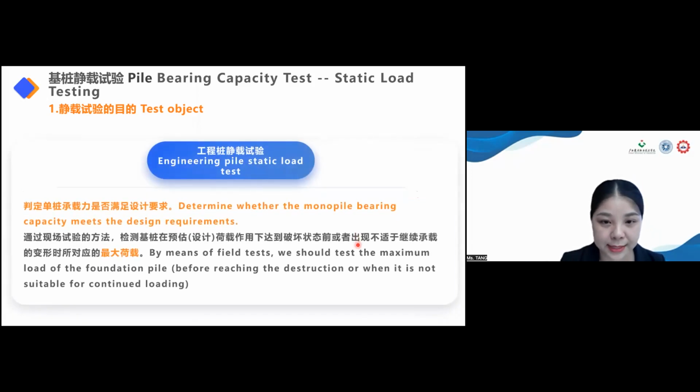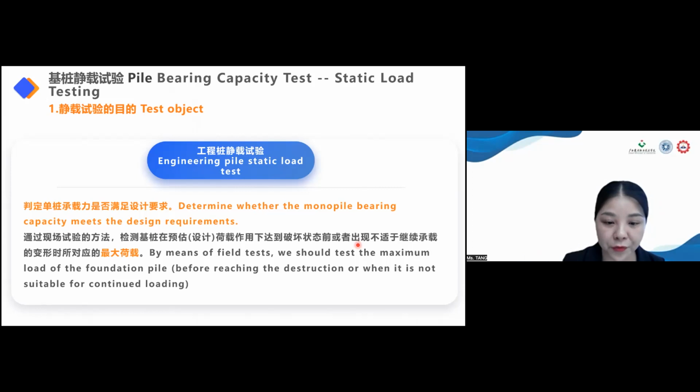Engineering pile static load test. Static load test of engineering pile is used to determine whether the bearing capacity of single pile meets the design requirements.